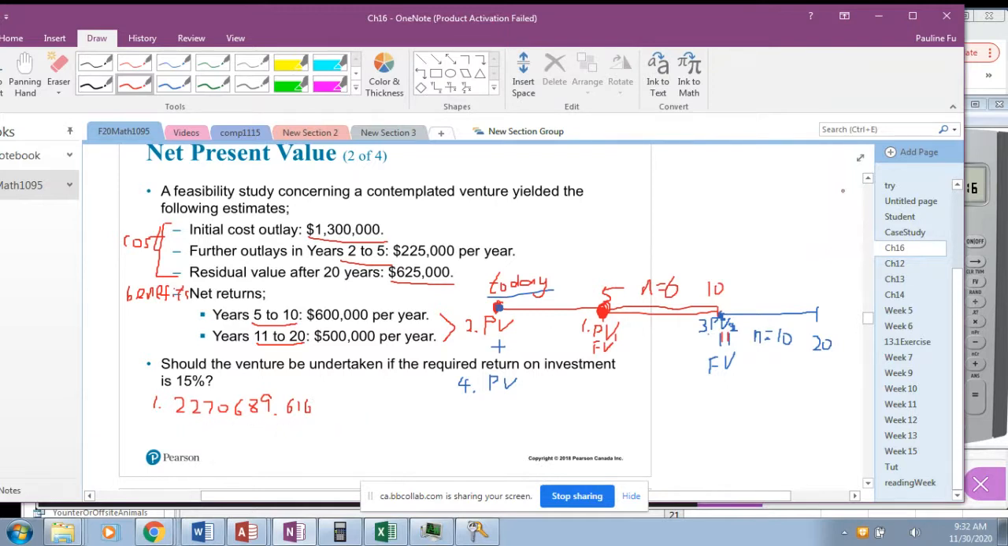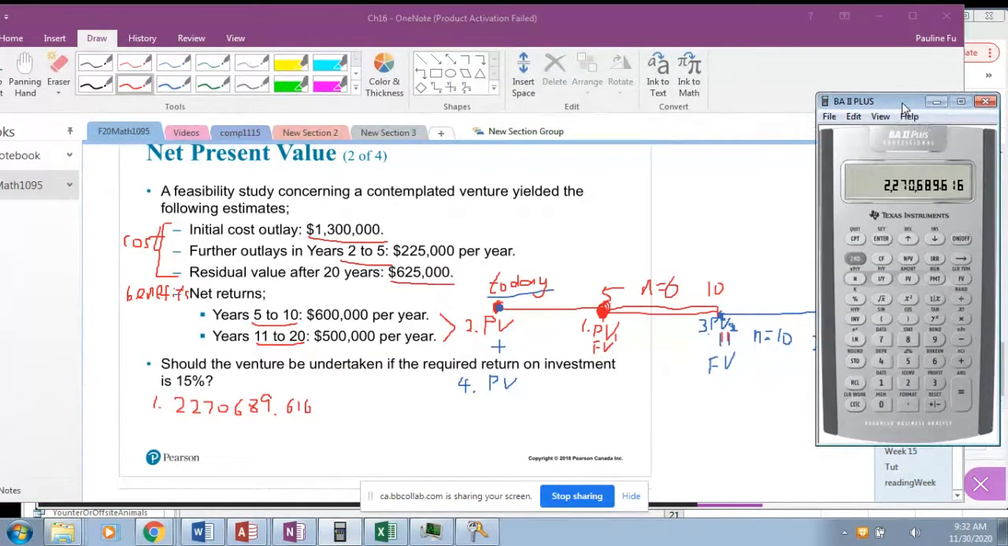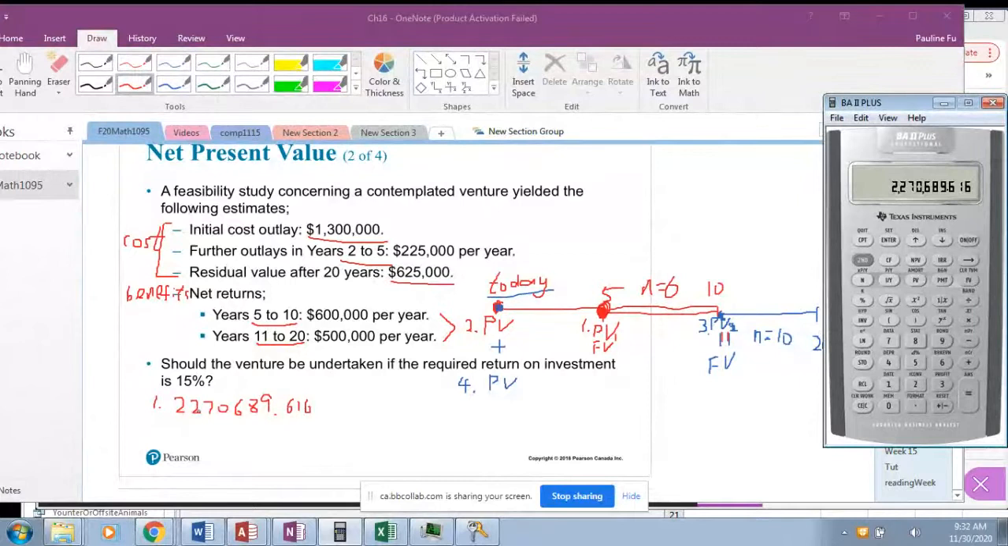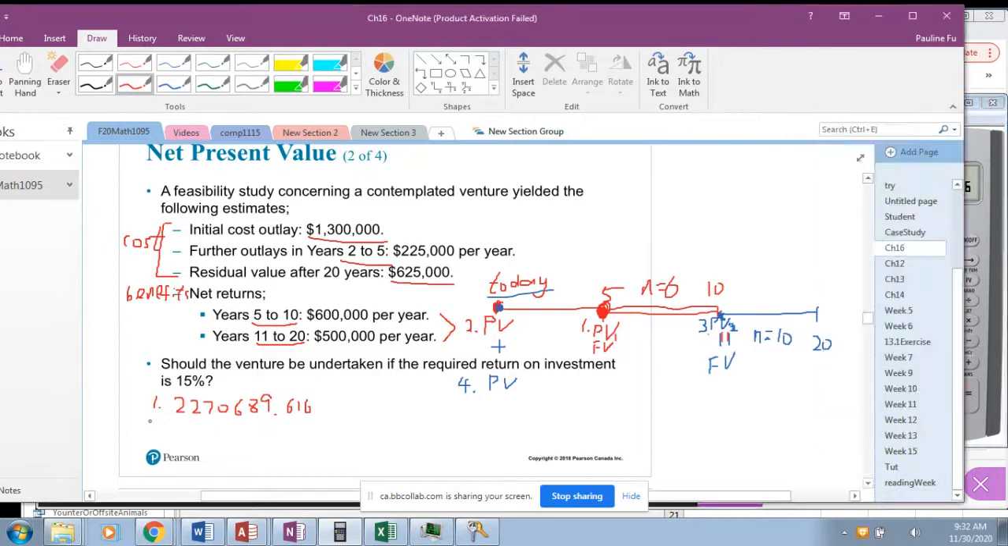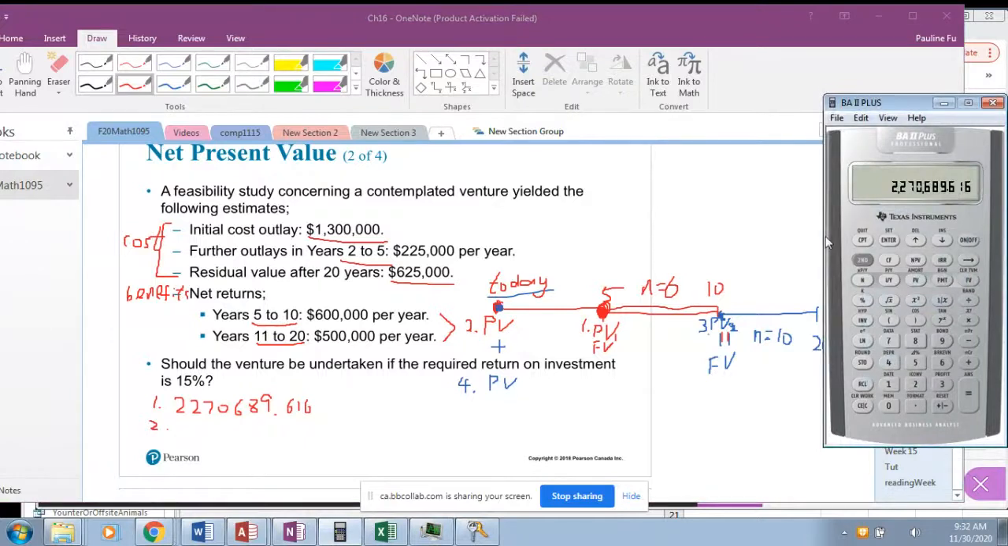Step 1 result. Okay. So now I'm going to do step 2. Step 2 means what is the present value of this number we have just calculated. In step 2, this value becomes the future value. So this one, I will type in as FV. This is my FV, future value. From today to year 5, n equal to 5.